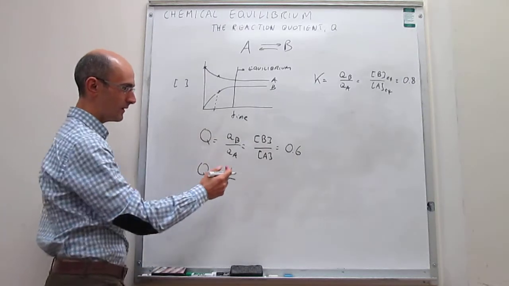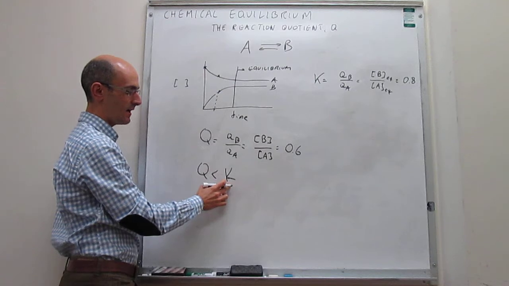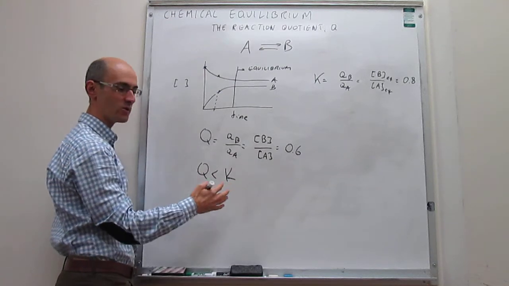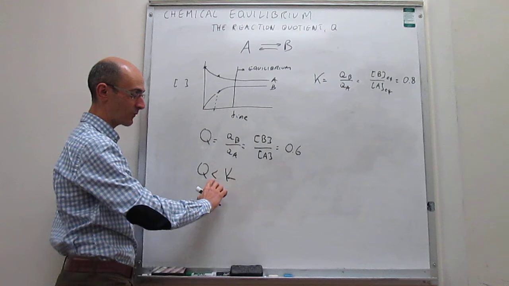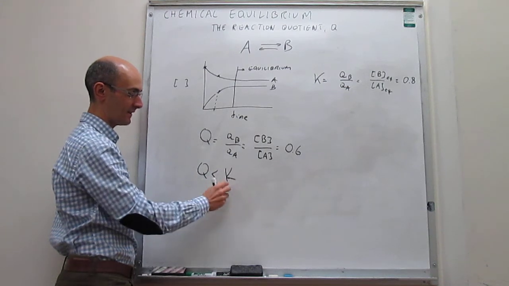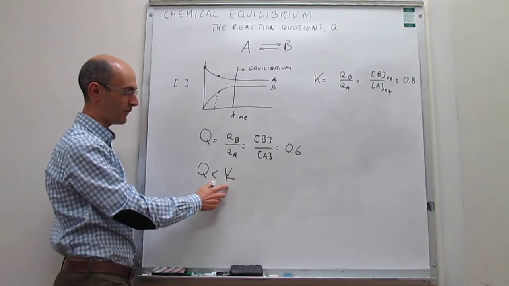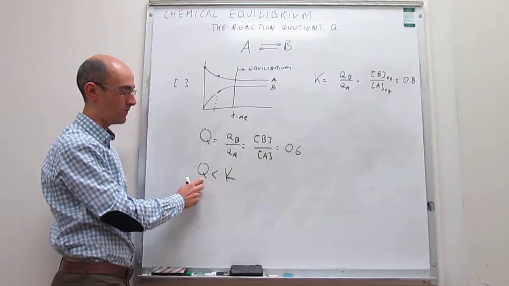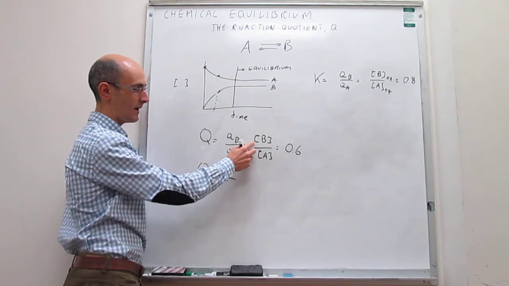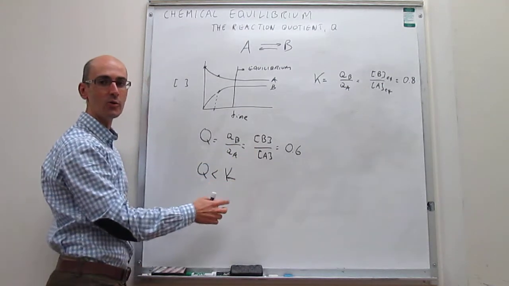Well, if the reaction quotient is less than the equilibrium constant, that means that as the system goes by, the reaction quotient is going to increase its value until it reaches the exact value of the equilibrium constant. In this case, in order for that to happen, the value of the reaction quotient has to grow, and that can be by either increasing B or decreasing A, or both.